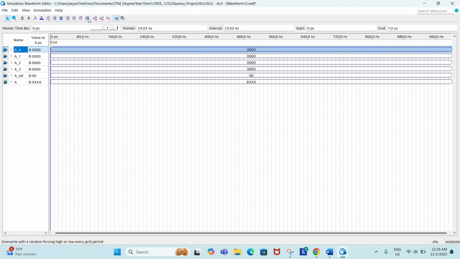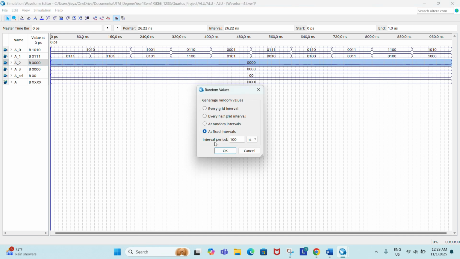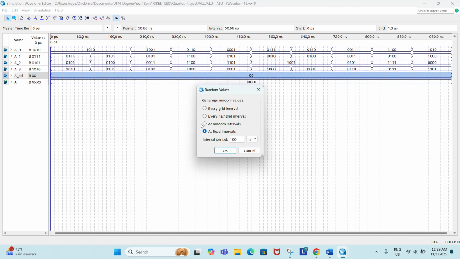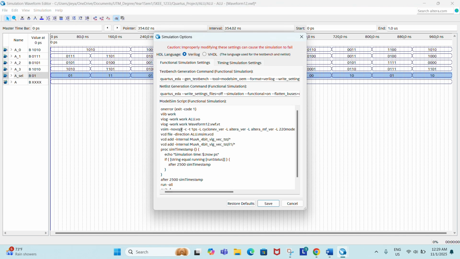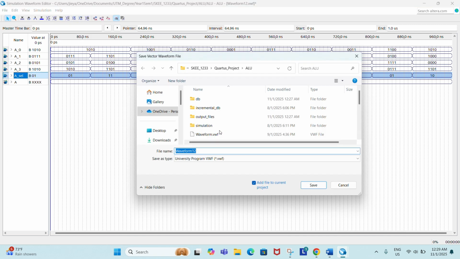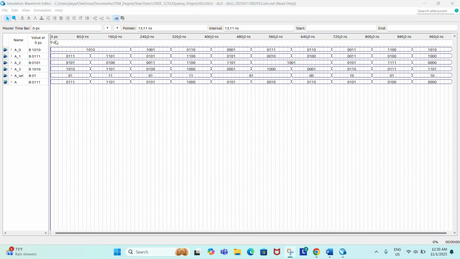Here I will put random values at a fixed 100 nanosecond interval. Before we run the simulation, we need to delete the no read out in the simulation settings. During 0 to 100 nanoseconds, A select is 1. Therefore, A1 will be selected as the output of A, which is 7.